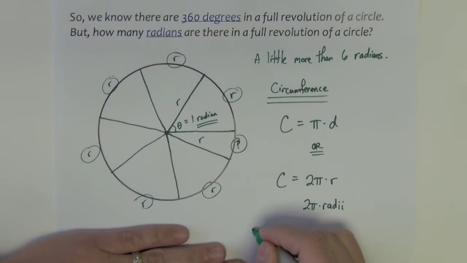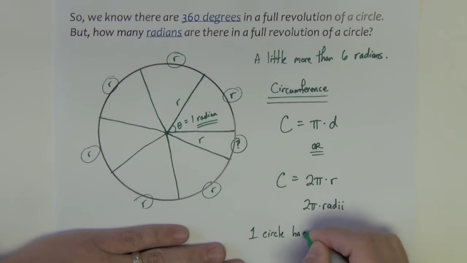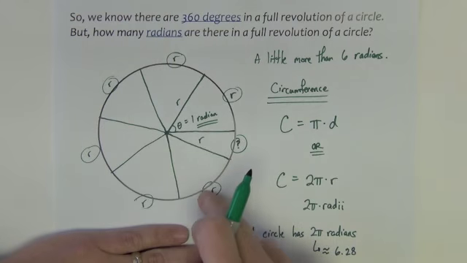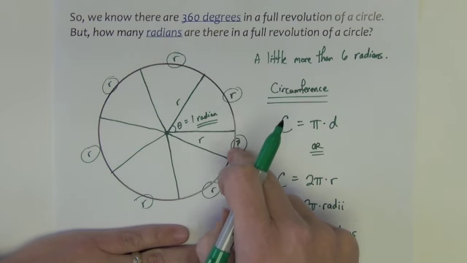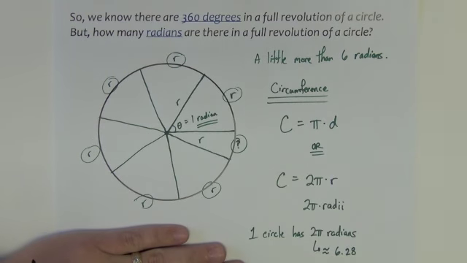In other words, one circle has 2 pi radians. 2 pi as a decimal is about 6.28. There are 6.28 radius lengths going around the outside of this circle. But exactly, there are 2 pi radians in one revolution.